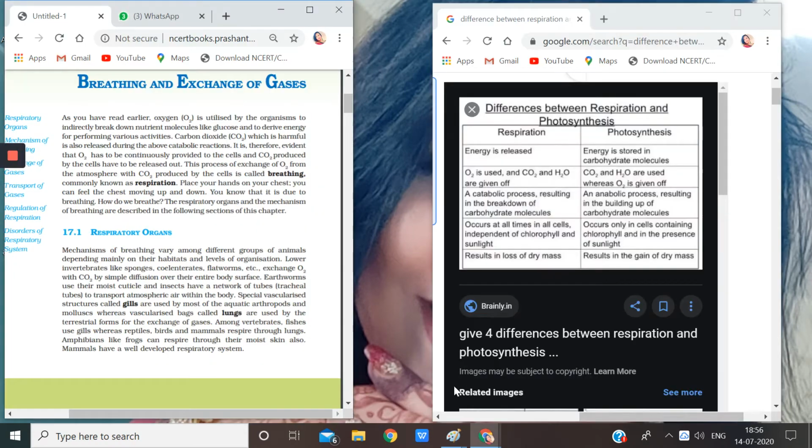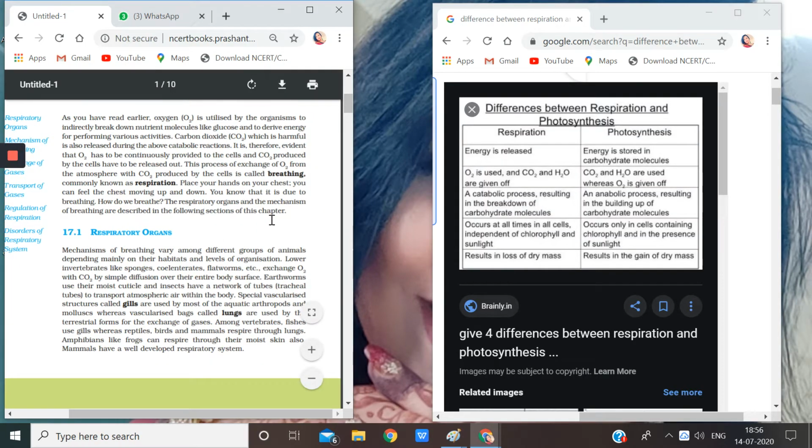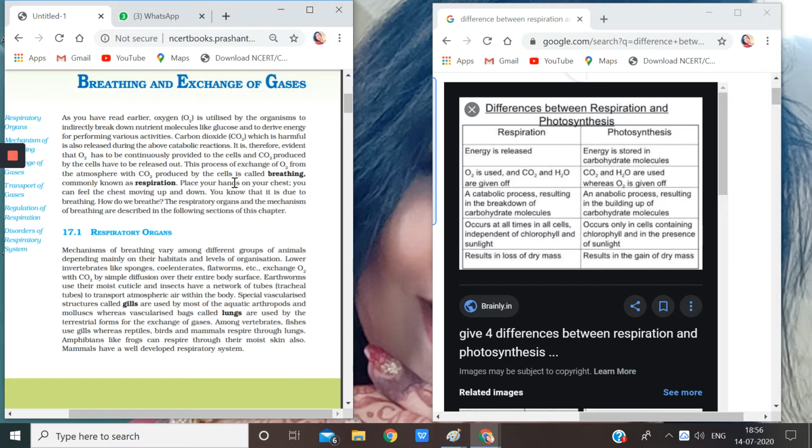Hello everyone. Again, I'm back with the chapter breathing and respiration for class 11, grade 11. And the name of the chapter is breathing and exchange of gases. And the students are already familiar with this chapter because they have done it in class 10.